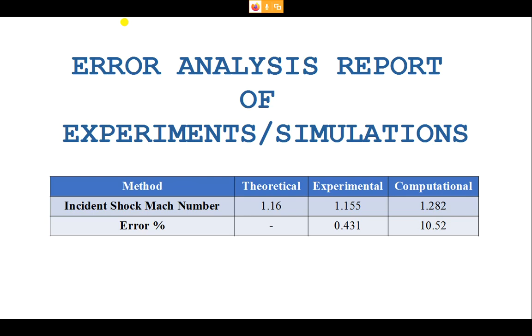From experiments, that is from the audio recorded in the mobile device via the microphones, the audio signals were processed, and the time separation was taken to calculate the velocity of the shock, and then it was converted to Mach number, which was found to be 1.155. We also did simulations, right? The simulations were giving a Mach number of 1.28, and we tried to find out how much the error is when we compare the experimental results with the theoretical results, and also computational results with theoretical results.